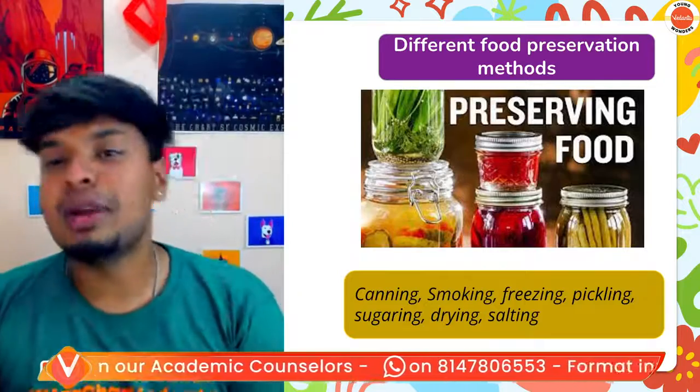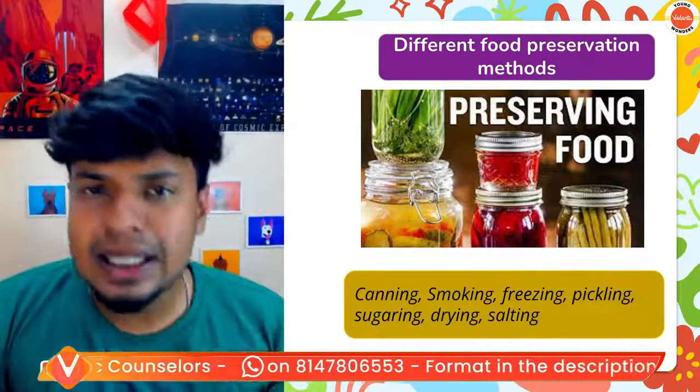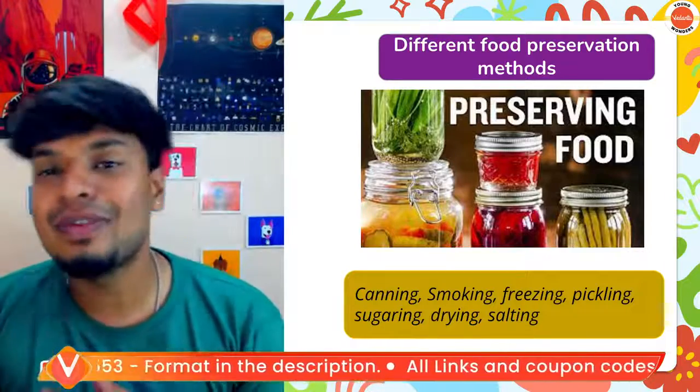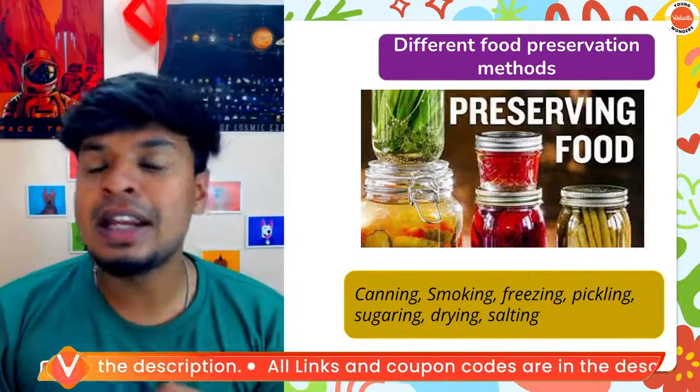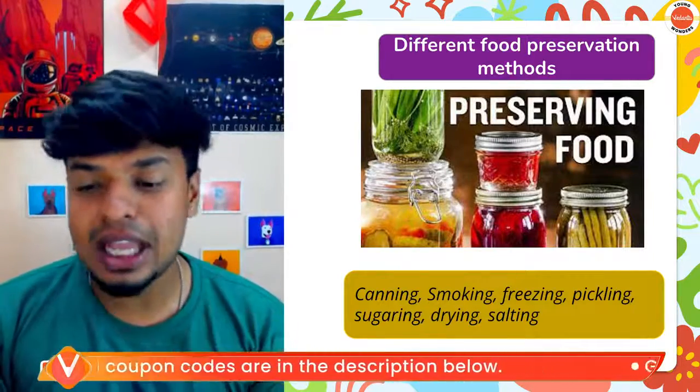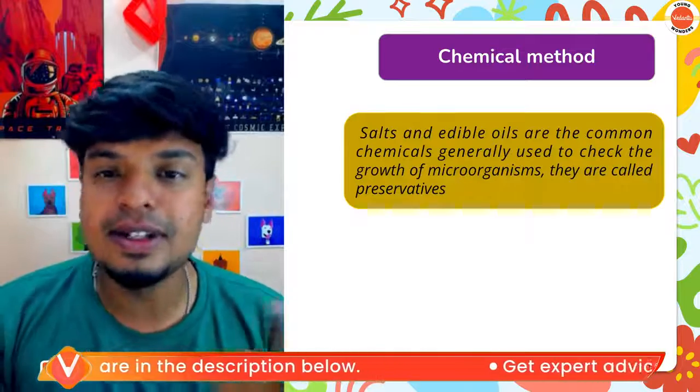Now, food preservation methods. Because food is getting spoiled by microorganisms, how do we preserve it? We have physical methods, we have chemical methods. Canning, smoking, freezing, pickling, sugaring, drying, salting. These are the different methods available.